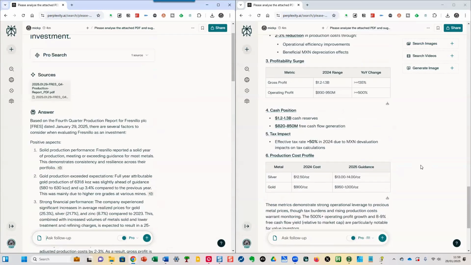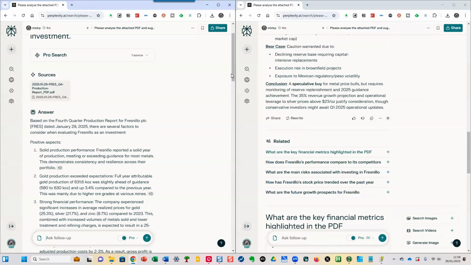The difference was in the process, I think. And so there we go. Interesting comparison. And of course, although I've picked a particular company to look at, I do remind you to make your own mind up about Fresnillo.